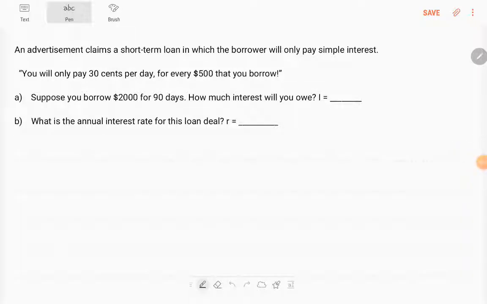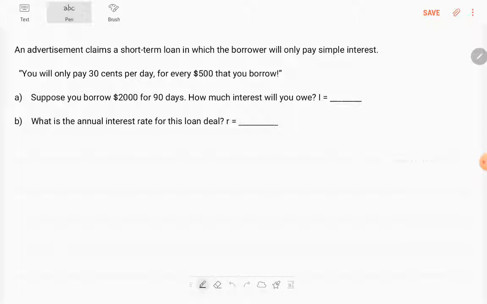Now let's look at this interesting problem. An advertisement claims a short-term loan in which the borrower will only pay simple interest. The advertisement says, you will only pay 30 cents per day for every $500 that you borrow. Suppose you borrow 2,000 for 90 days. How much interest will you owe?